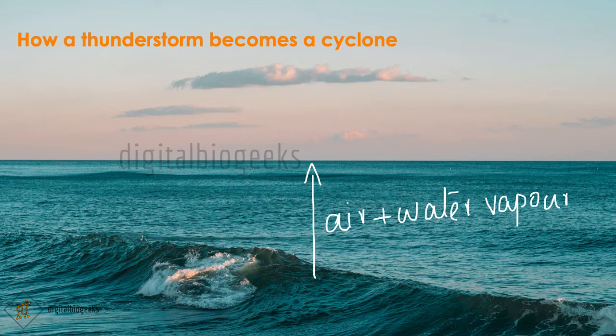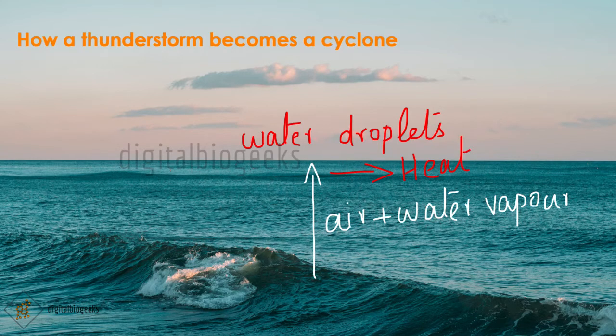At higher altitudes, this water vapor condenses and forms water droplets. Water vapor becomes water droplets or raindrops. At the time of this conversion, that is from water vapor to water droplets, it releases heat into the surroundings. This release of heat warms up the air surrounding it and the hot air moves up. As a result, there forms a low pressure area.